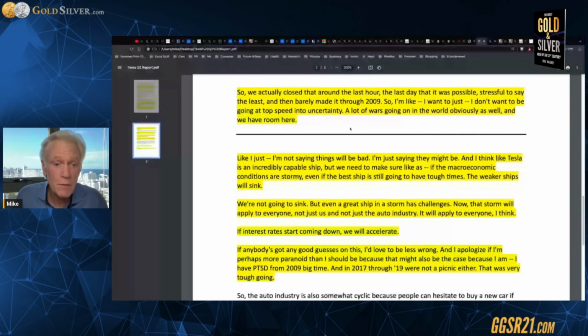And we have room here. When he says we have room here, he means Tesla has more cash on hand than any car company on the planet, and they're the most profitable car company on the planet. So they are the ones that do have room. But even in that super strong position, he is pulling back on potential growth because he's worried about the global economy.